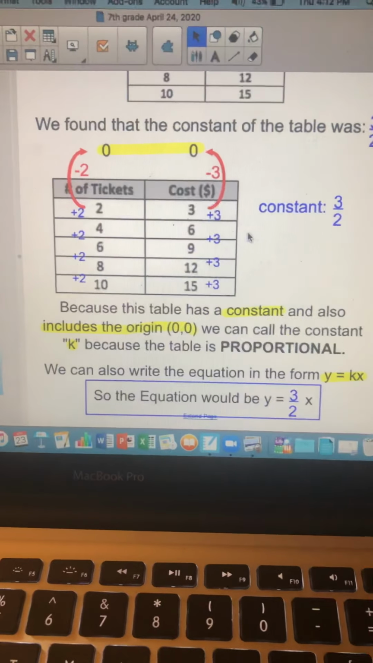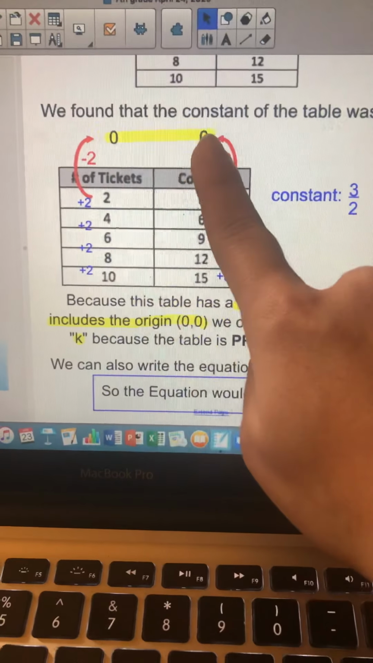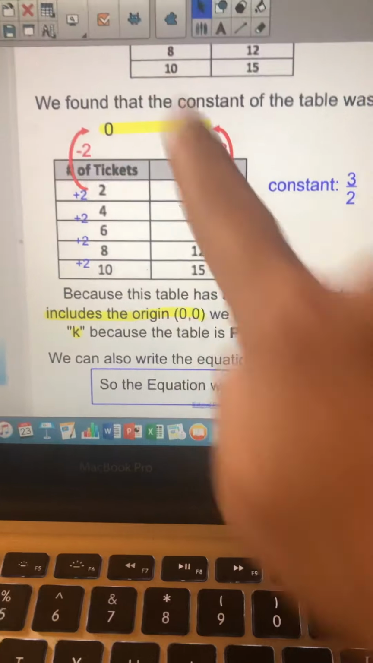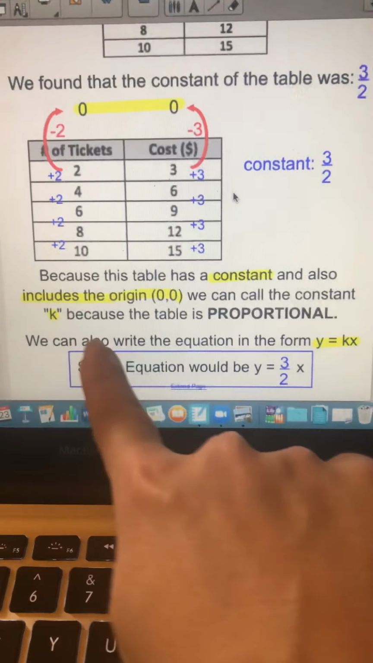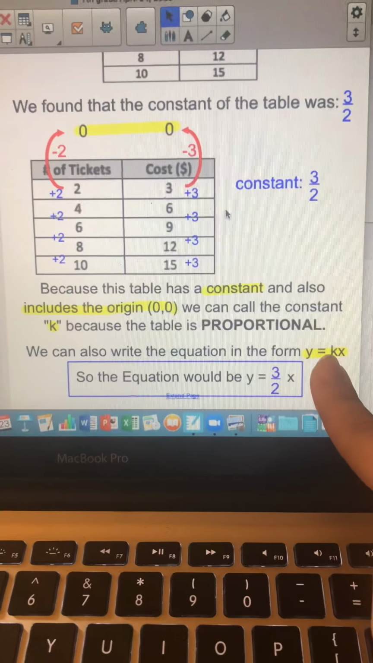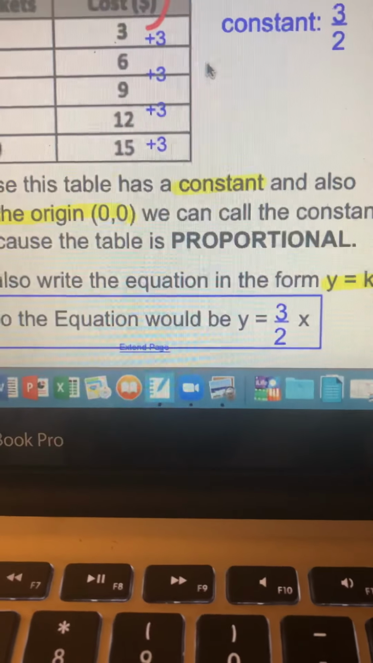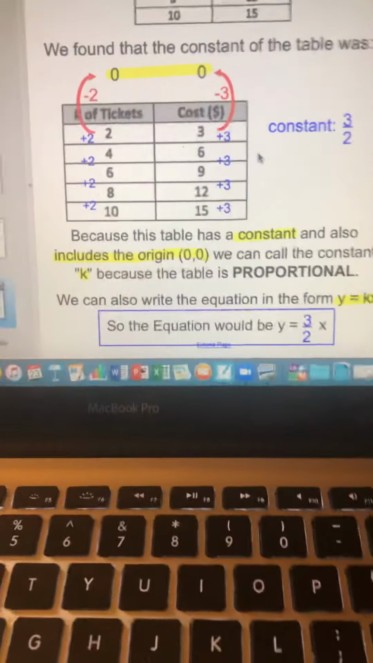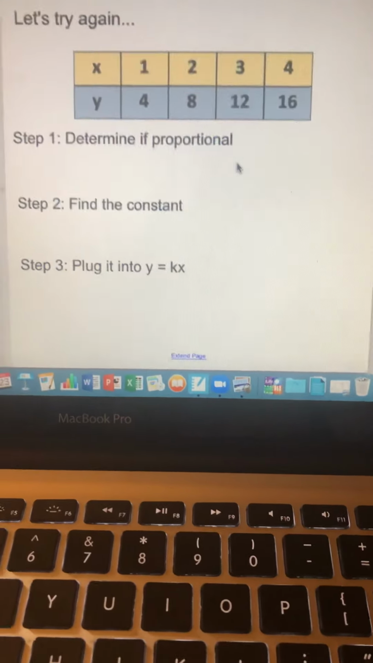We also saw that the table, if we went backwards, if we inversed our constant, we would get 0, 0. So this table is proportional because it includes a constant and it includes 0, 0. So since our constant is 3 over 2, we're going to write it in the form y equals kx, and all you do is you replace k with the constant. So the equation would be y equals 3 over 2x. And that's it, okay? That's what we're exploring today. Taking that constant, writing it in the equation.